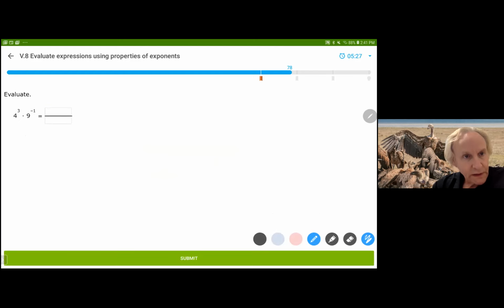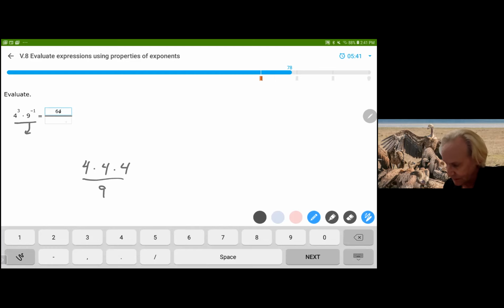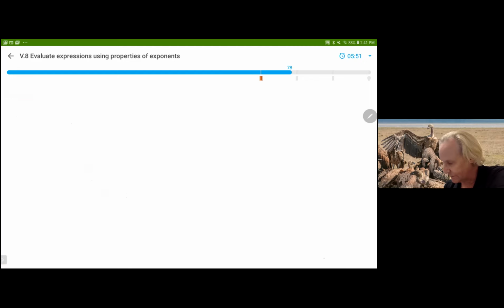This is going to be 4 cubed is 64. So it's 4 times 4 times 4 is 64. And then that 9 to the negative 1 gets moved to the denominator. So we're looking at 64 over 9. I don't think there's any reducing you have to do with that. Of course, there's no common factors because these all have factors of 2, and this one has factors of 3. So anyway, something to think about.